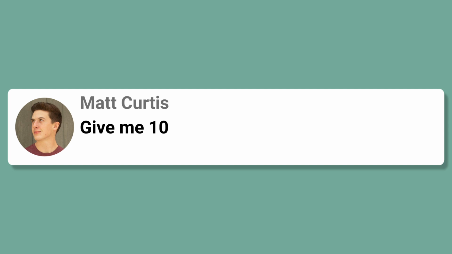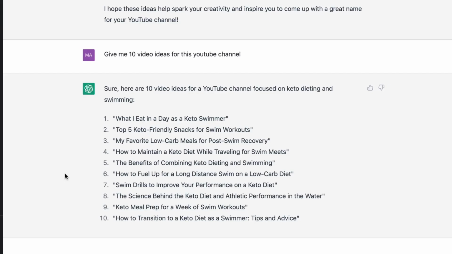Now I'm going to ask it to give me 10 video ideas for this YouTube channel. Now if I'm posting a video weekly, I have the next 10 weeks covered for the kind of content that I could produce. And if I want more, I can just ask it to give me more. Now if I'm having trouble coming up with a script or talking points that I can include in my video, I can copy one of these titles and then ask ChatGPT to give me talking points for said video.